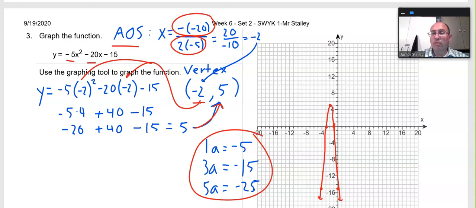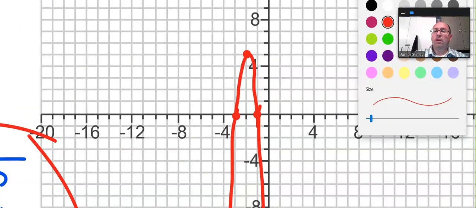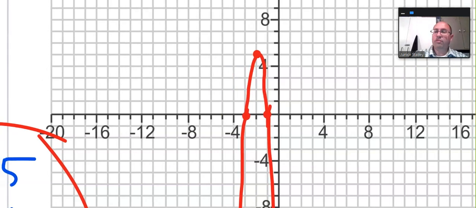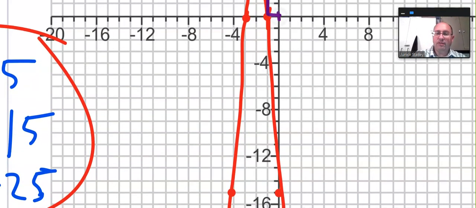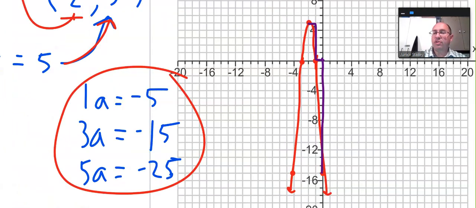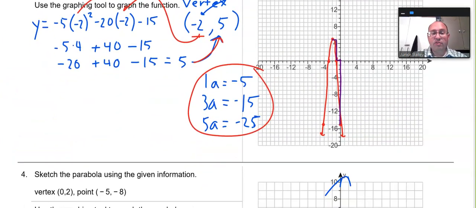So I went 1 to the right and 5 down, just like I had done before. And then 1 to the right again, and dropping 15 units. Okay, and then copying them to the other side. I'm not getting 5a, because it's going to drop off the graph too quickly.